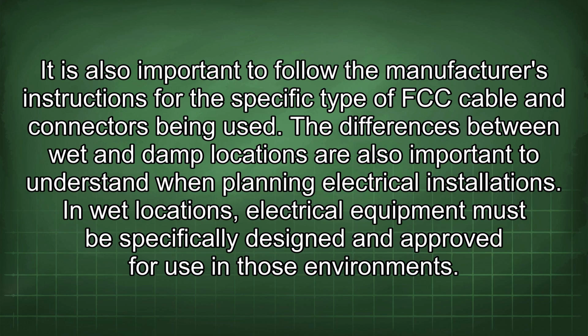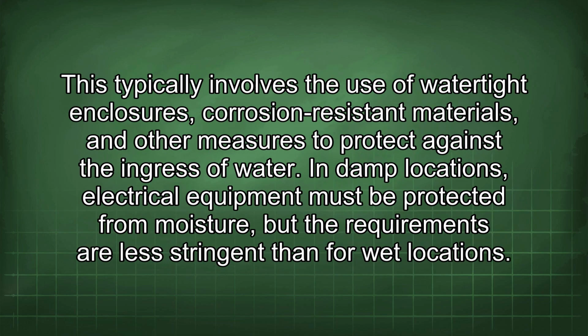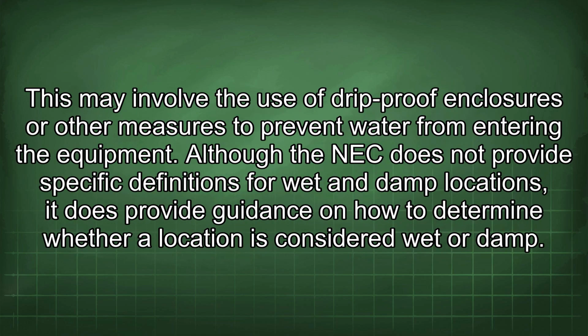The differences between wet and damp locations are also important to understand when planning electrical installations. In wet locations, electrical equipment must be specifically designed and approved for use in those environments. This typically involves the use of watertight enclosures, corrosion-resistant materials, and other measures to protect against the ingress of water. In damp locations, electrical equipment must be protected from moisture, but the requirements are less stringent than for wet locations. This may involve the use of drip-proof enclosures or other measures to prevent water from entering the equipment.